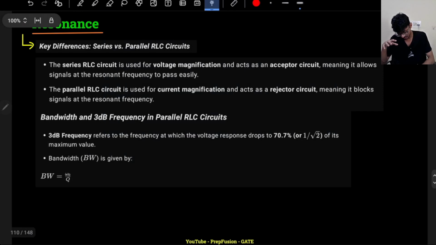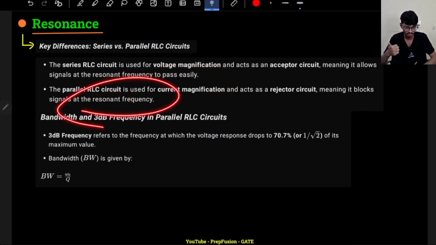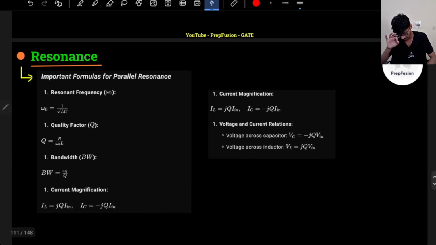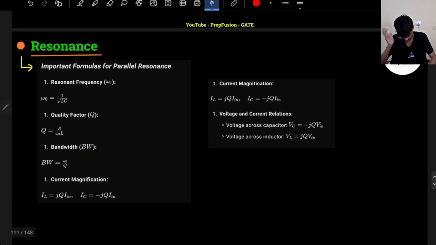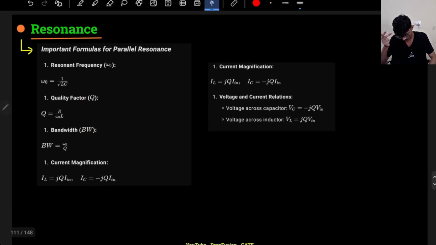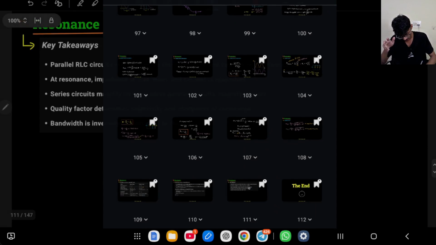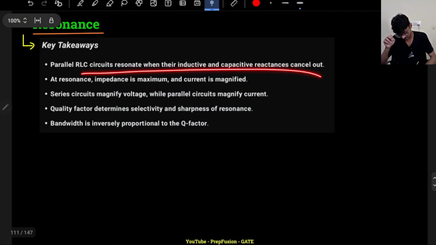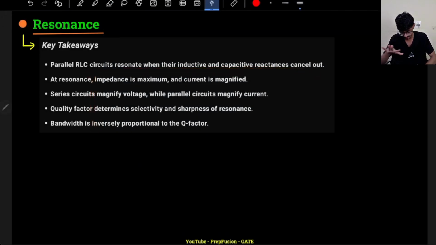So these are the key differences between a series and parallel RLC. Series RLC is used for voltage magnification, parallel RLC is used for current magnification. It acts as a rejector, meaning it blocks signals at resonant frequency. Bandwidth and quality factor are already discussed, these are the formulas that we have already discussed. I don't think we need to discuss this again. In parallel RLC the reactive effects cancel each other out; everything is the same, whatever we discussed is written over here.